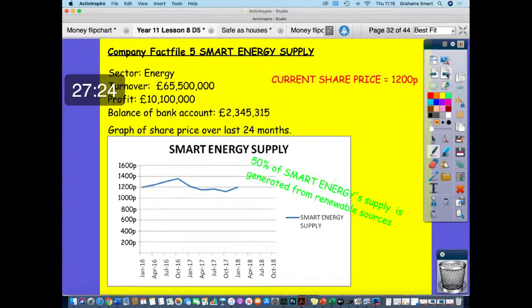Okay, last one for you to have a look at. This is Smart Energy Supply. Have a look at this one. Where would you put all your money? If you're going to invest out of these three companies that I've shown you, which one would you put your money into? Have a think about it.